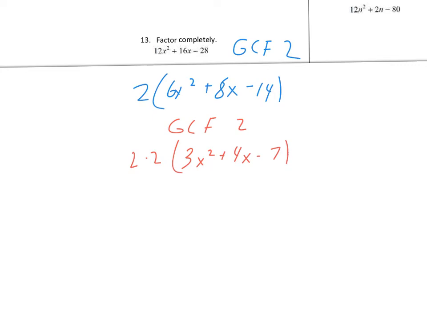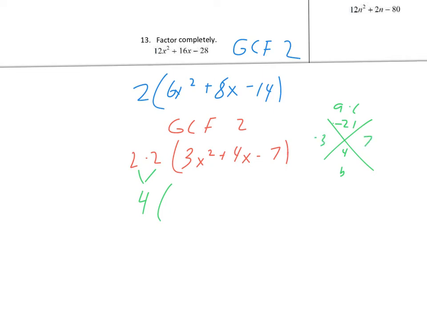So that's good here. So now I'm just going to leave this 4 out front here, which is the 2 times 2. And now I'm going to work on the inside. So I need to do the x here. So I do a times c, which is negative 21, and then b is 4. So that sounds like it's going to be 7 and 3 if I make the 3 negative.